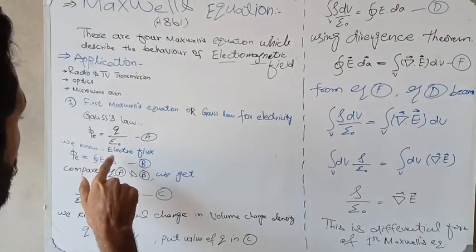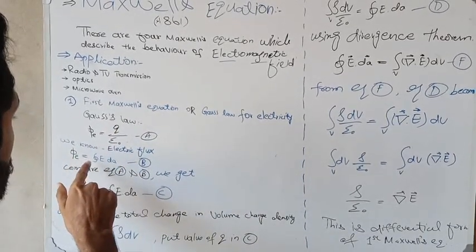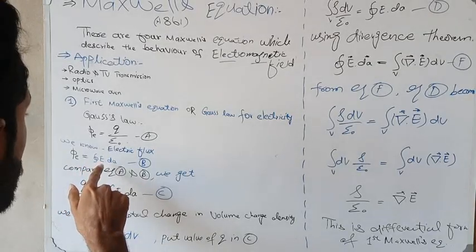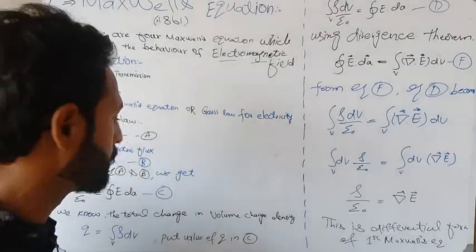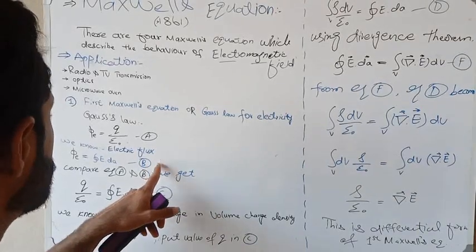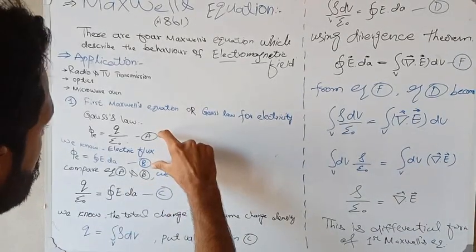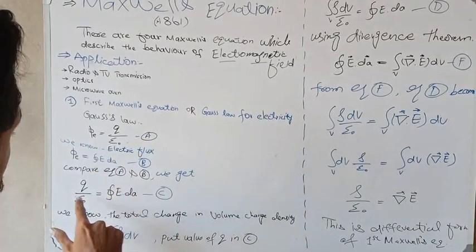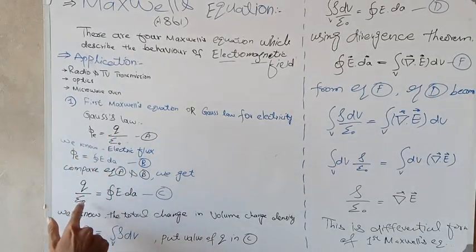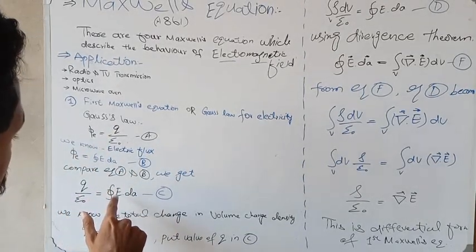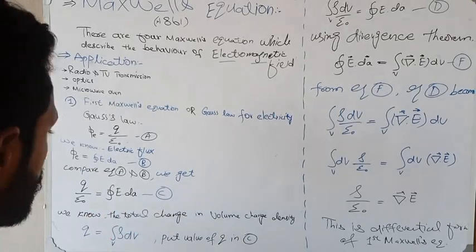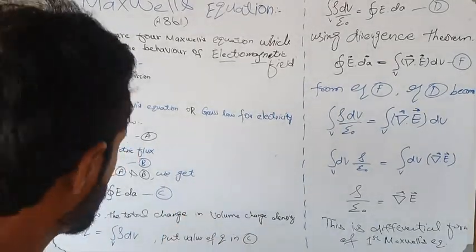We know that electric flux is equal to the closed integral of electric field dot area. This is equation B. Comparing both equations, we get Q over epsilon naught is equal to the closed integral of electric field dot area. This is equation C.